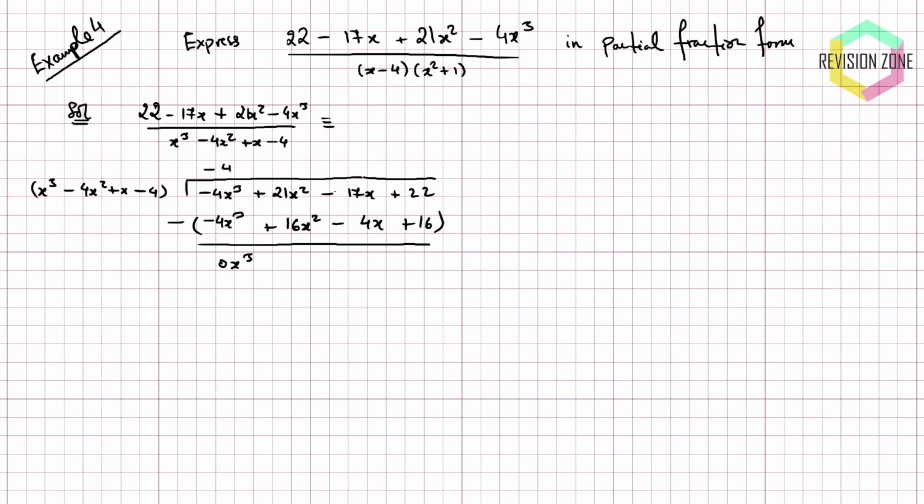And then 21 take away 16 is actually 5. So we have 5 lots of x squared. Negative 17x take away negative 4x is actually going to give me negative 13x, and 22 take away 16 is of course nothing other than 6.